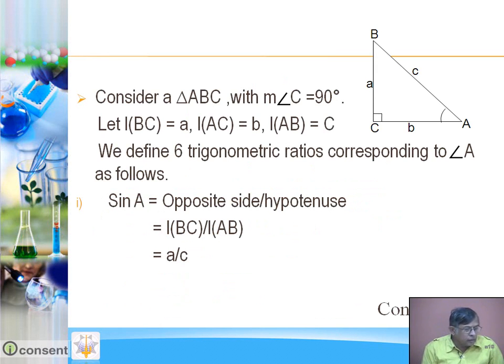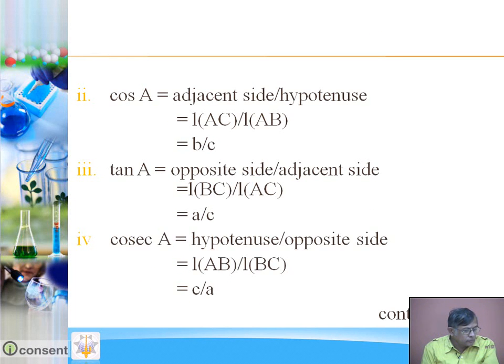Now consider triangle ABC with measure of angle C equal to 90. Then AB is the hypotenuse. We define 6 trigonometric ratios corresponding to angle A as follows. Sin A is equal to opposite side upon hypotenuse.